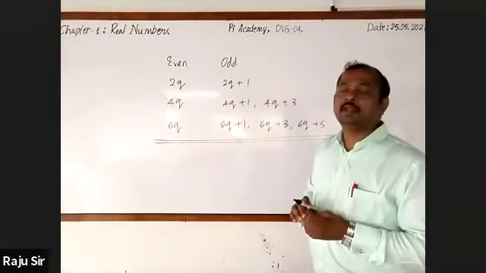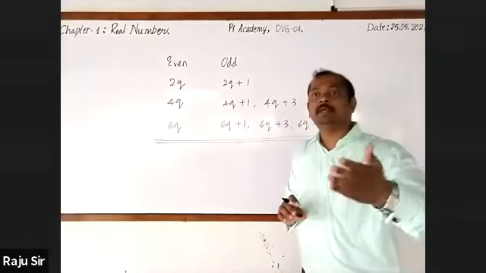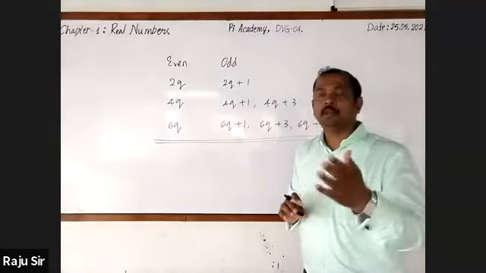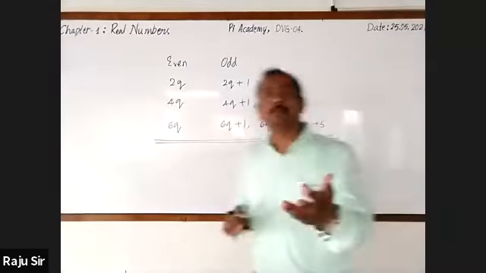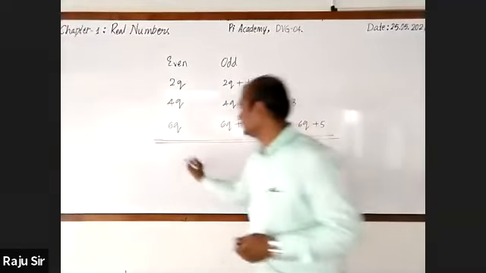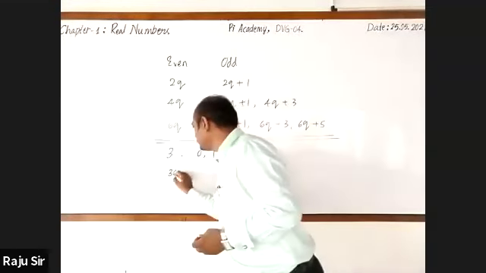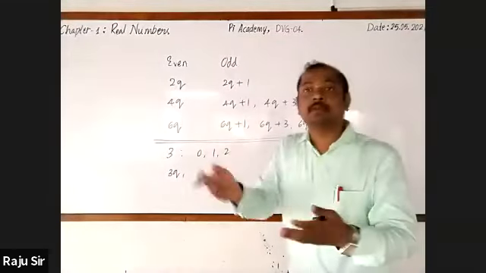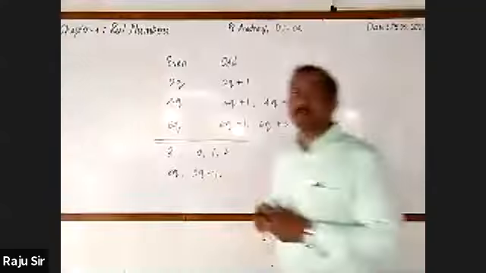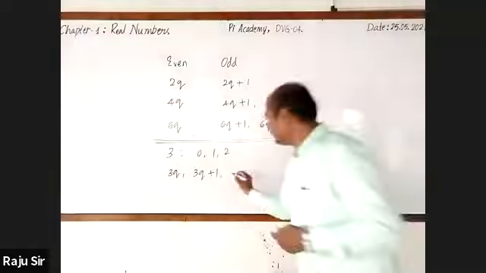Other than this, suppose a number is divided by 3. What will be the possible remainders? 0, 1 and 2. Yes, 0, 1 and 2. Then if I write that number as 3q, the next numbers will be 3q plus 1 and 3q plus 2.